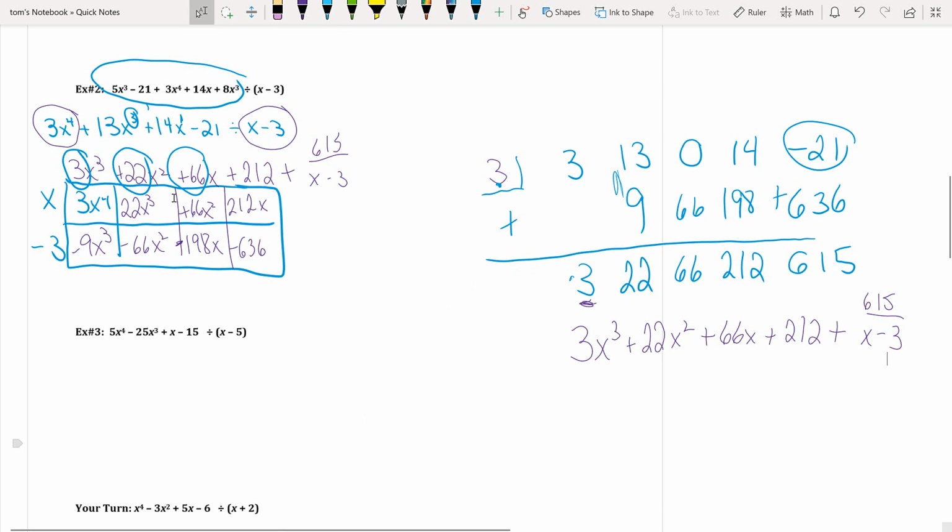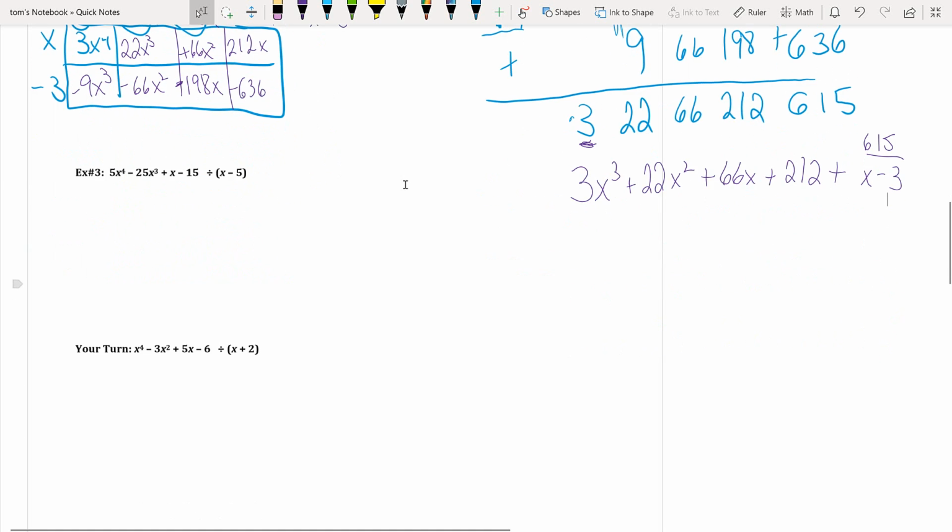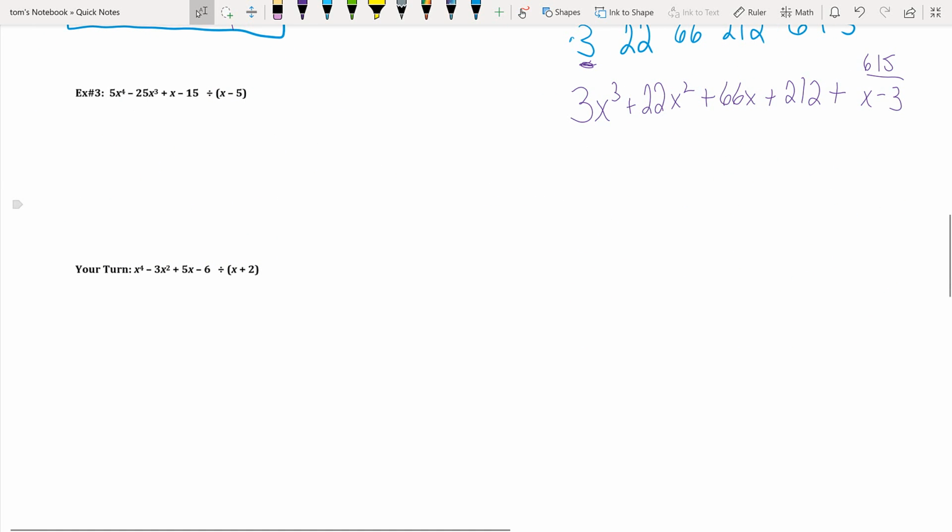I'm going to work out one more, but I encourage you to pause the video and try example 3. And I want you to just use synthetic this time. I will point out that on example 3, again, we have a placeholder. So you might put that in so you don't forget about it. So go ahead and pause the video and try to set this one up. I'm going to go step by step and show you a few steps in just a couple seconds.